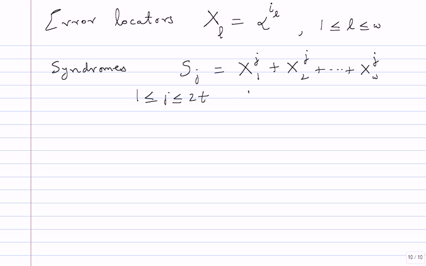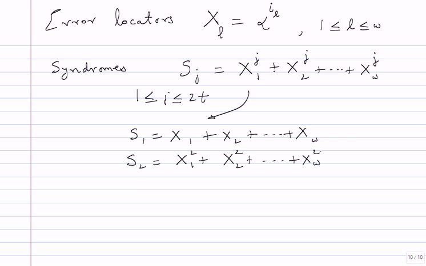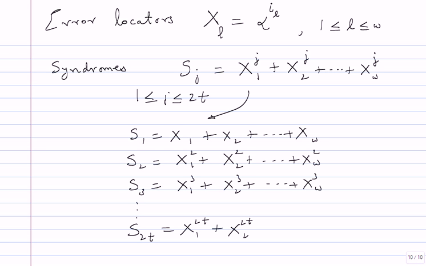So what are these things now? S1 equals X1 plus X2 plus ... XW. S2 equals X1 squared plus X2 squared plus ... XW squared. S3 equals X1 power 3 plus X2 power 3 plus ... XW power 3. So on till S2t, which is X1 power 2t plus X2 power 2t plus so on till XW power 2t. So these are my actual equations that I have to solve.